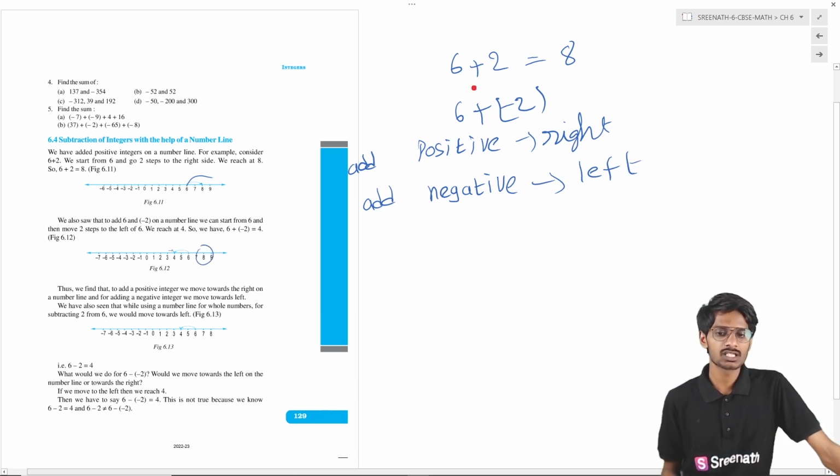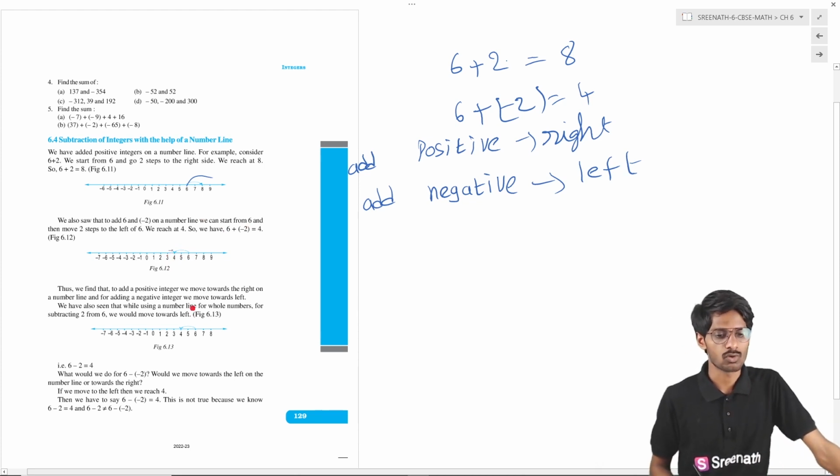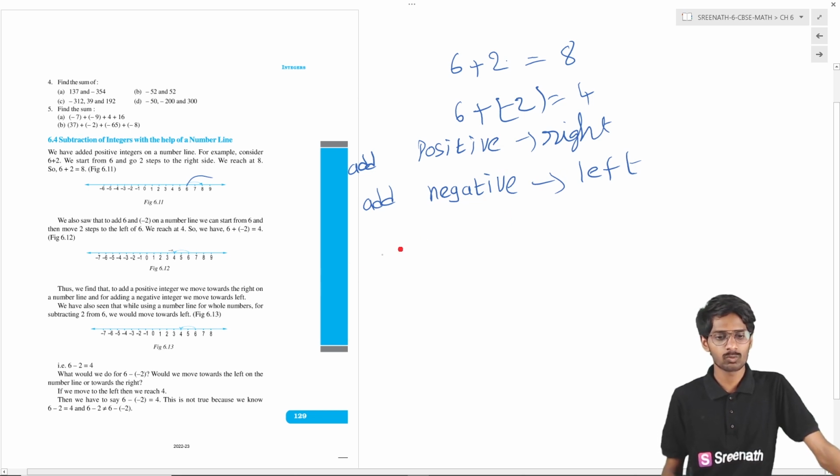If 6 plus 2 is equal to 8 and also 6 plus minus 2 is 8, then there would be no difference between 2 and minus 2. So this is not the right answer. So we are moving towards the left. So you will get 6 minus 2, that is 4. 6 plus of minus 2, you are moving 2 steps to the left, you are getting 4. Okay students, that's it. To add a positive integer, move right. To add a negative integer, move left.